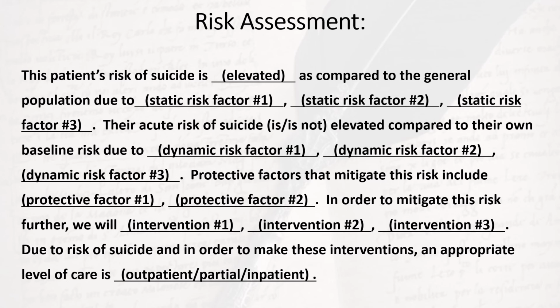So I discuss their risk of suicide as compared to the general population, which is generally elevated for psychiatric patients, and then I'm going to discuss why it's elevated and list out static risk factors, often demographic risk factors or historic risk factors. I'm then going to note that their acute risk of suicide is or is not elevated compared to their own baseline risk due to dynamic risk factors, if they exist. I'll list out protective factors that mitigate the risk, and then I'm going to say what interventions I'm proposing. Right? So in order to mitigate this risk further, we will do these things. And then I'll finally say, due to the risk of suicide, and in order to make these interventions, an appropriate level of care is blank. Right? So again, I encourage you to talk more with the residents and the attendings who are helping you in order to better understand this, but this is an example risk assessment.